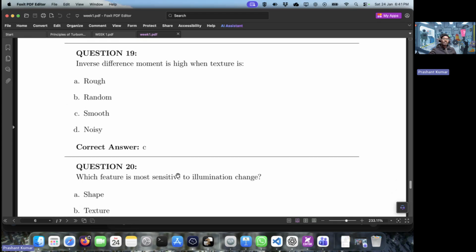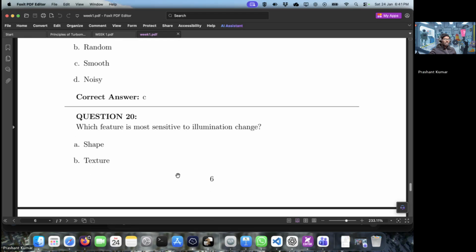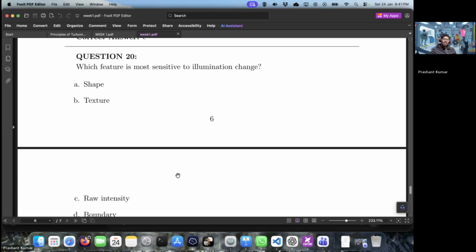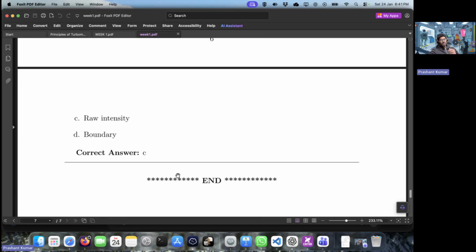Okay, great. So which feature is most sensitive to the illumination change? Definitely the shape will remain the same, the texture will remain the same. The intensity will change. For example, if you have a gray image and you change the illumination, the white part will start coming and the black will change. So they are changing the raw intensity. So basically C is the answer.